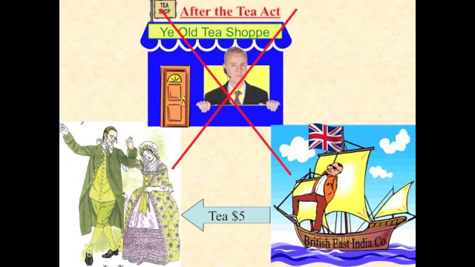So then Britain passes the Tea Act. Now, after the Tea Act, basically what it says is that the company could sell directly to the colonies, which means instead of paying $8, they're now paying $5, the price that England would have originally paid anyways. So, why are the colonists so upset? I mean, they are getting a discounted tea price.